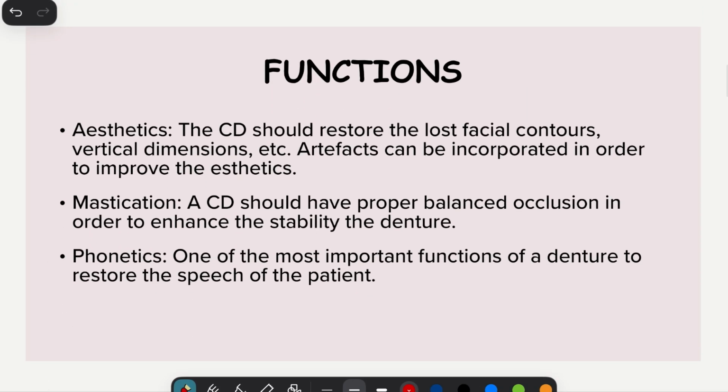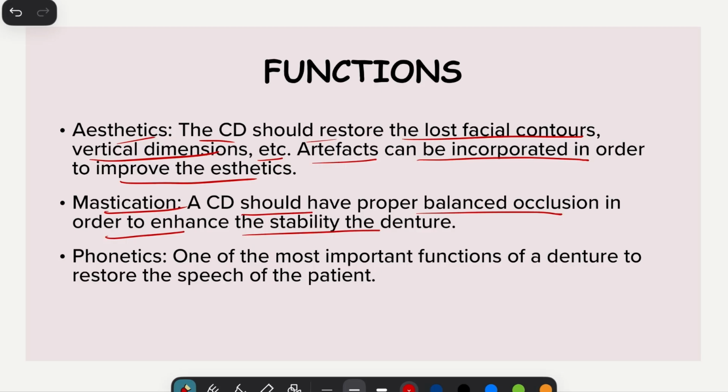Now, the functions of complete denture. So, complete denture has the following functions. Aesthetics. The complete denture should restore the lost facial contour, vertical dimension, etc. Artifacts like stains can be incorporated in order to improve the aesthetics. Then, mastication. A complete denture should have proper balanced occlusion in order to enhance the stability of the denture, and a complete denture helps the patient chew food efficiently, although chewing efficiency is less compared to the natural teeth.